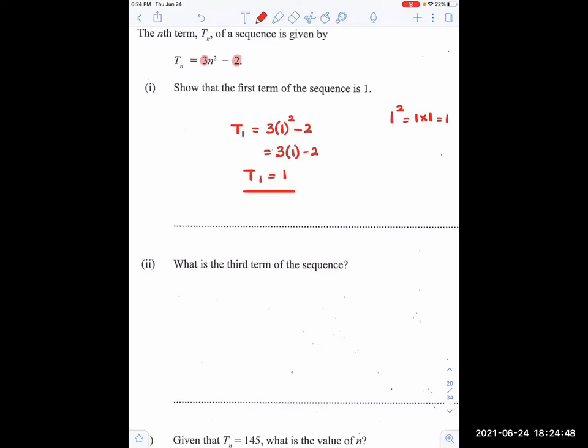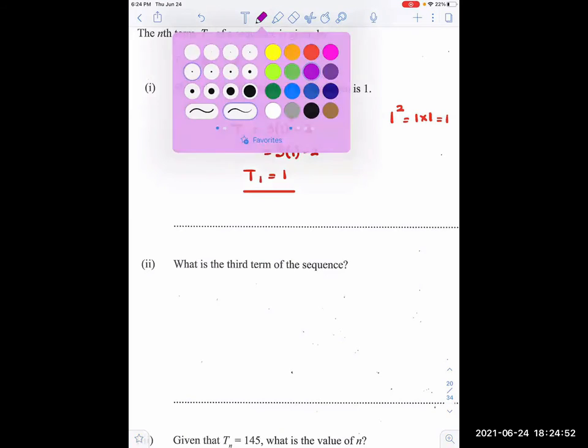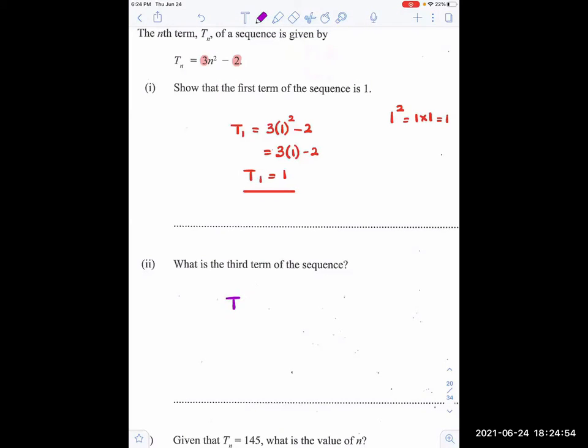Did you all get that? Yes. No, we are not finished yet. We find T3. So if you didn't get T1, I'm sure you could find T3 now. Go ahead.